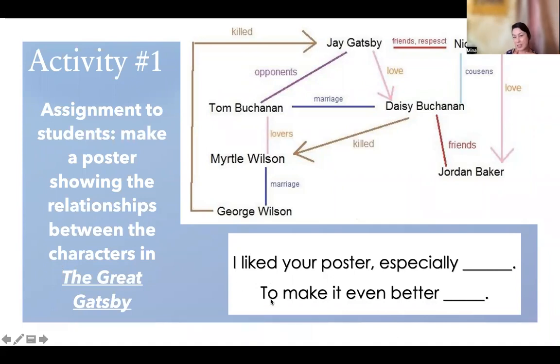One, we have sentence stems here. This would be very helpful for students who didn't have a lot of experience with peer feedback, because if you just tell them, give each other feedback, they will say, I don't know what to say. But here, the goal is very simple. They just have to complete the sentence.